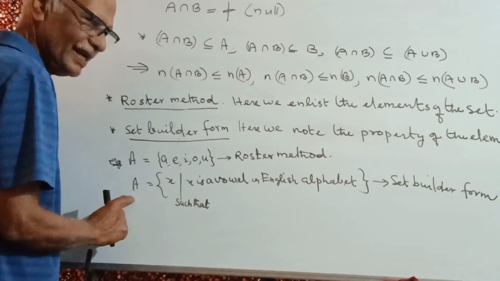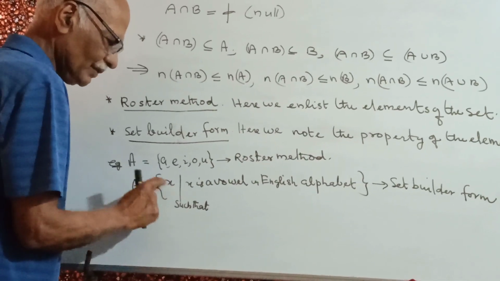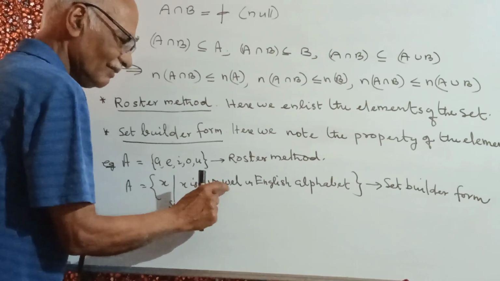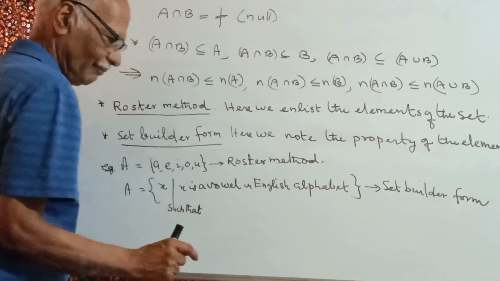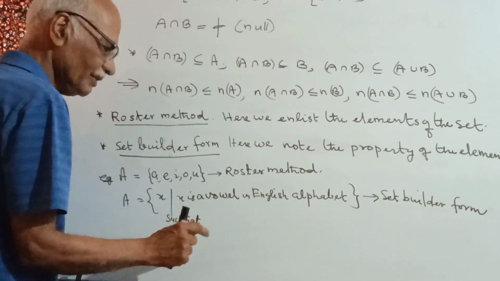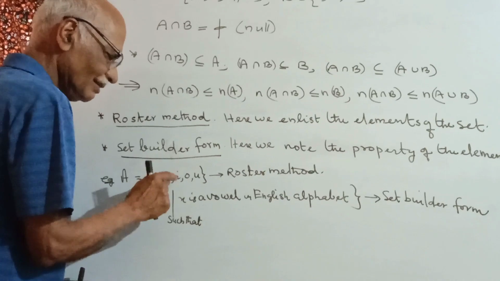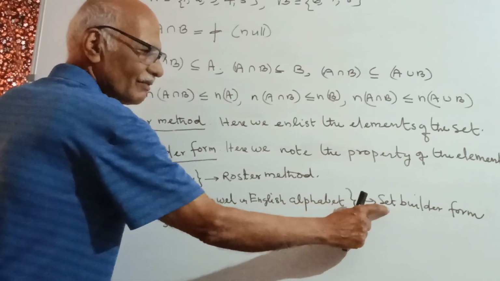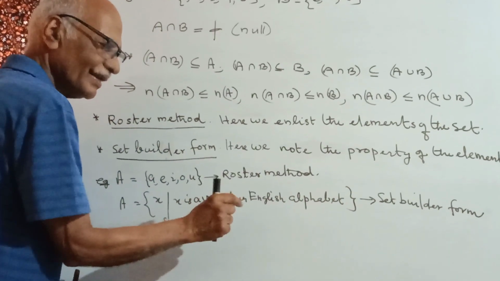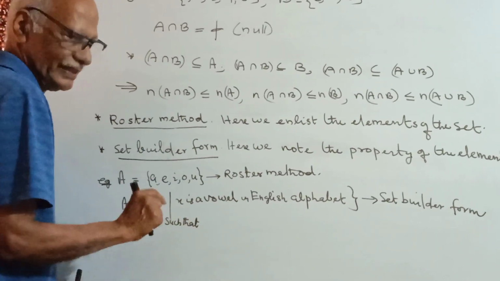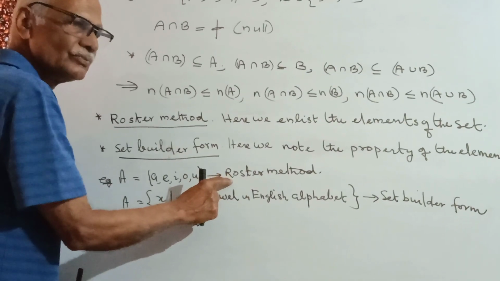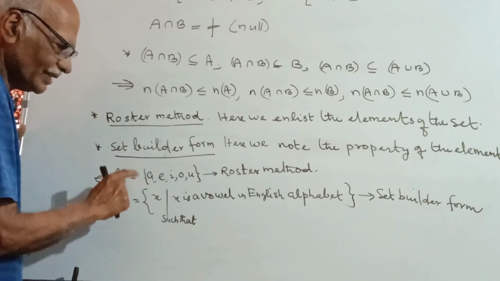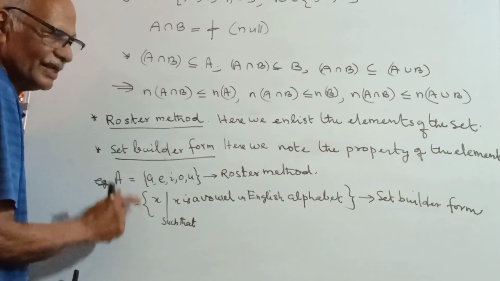Now, but if you say A is the set of x such that x is a vowel in English alphabet. x is a vowel in English alphabet means a will come, e will come, i, o and u will come. So we see the set builder form is specifying the property of the elements of the set. Roster form is writing down, enlisting all the elements. So these are the two ways of representing a set.